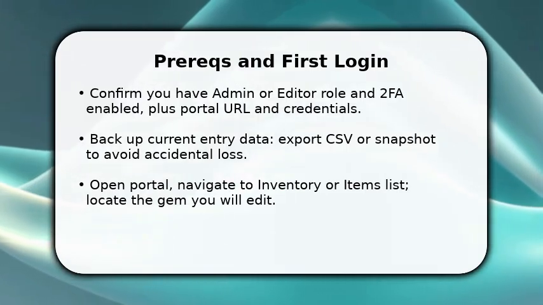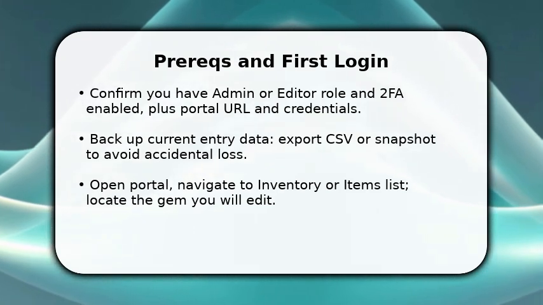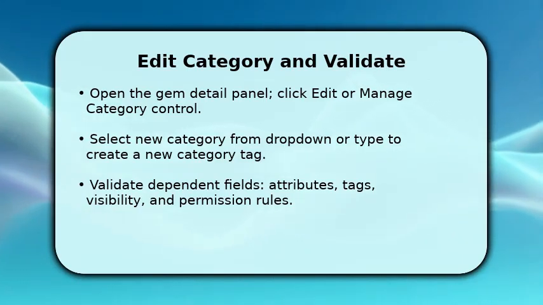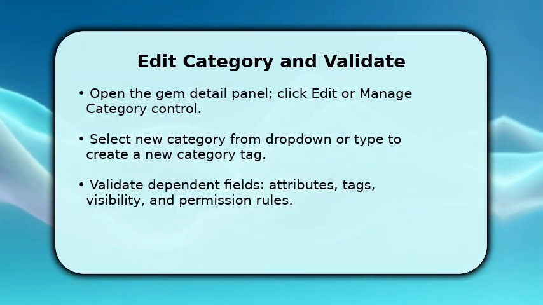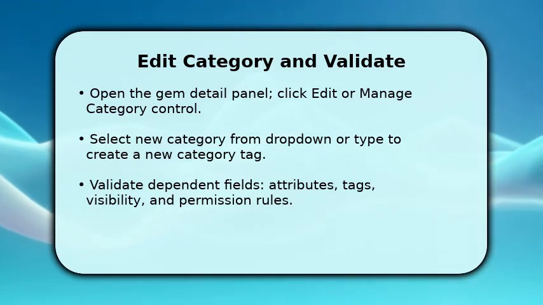You now edit the GEMs category directly in the Detail panel. Click Edit or the Manage Category control, then choose the proper category from the drop-down. If you need a new category, create it following naming rules. After selecting, review dependent fields, attributes, tags, visibility, and any permission rules that change behavior.